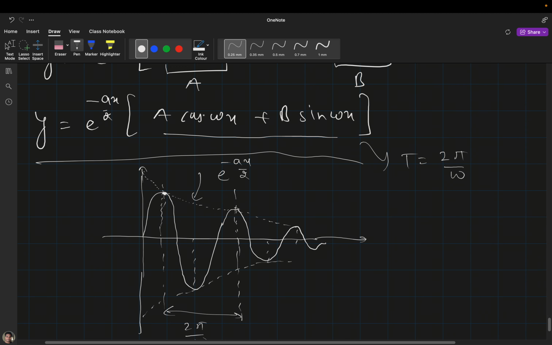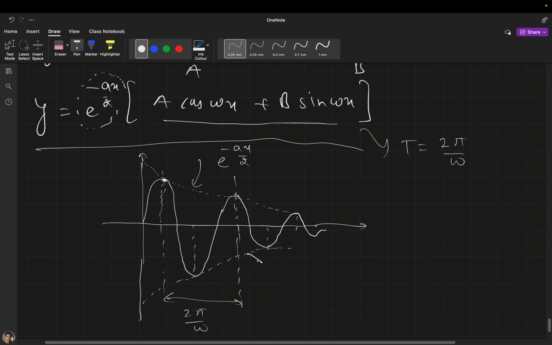But you can see that this function has been multiplied by this, and because of this the height of this peak is decreasing, and all those peaks are actually touching this graph. Okay, but the graph of this function is, you know what, that is minus times e raised to the power minus ax by 2.